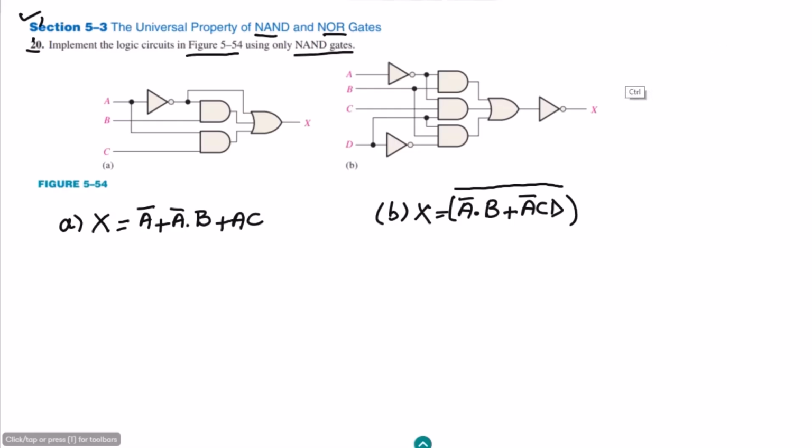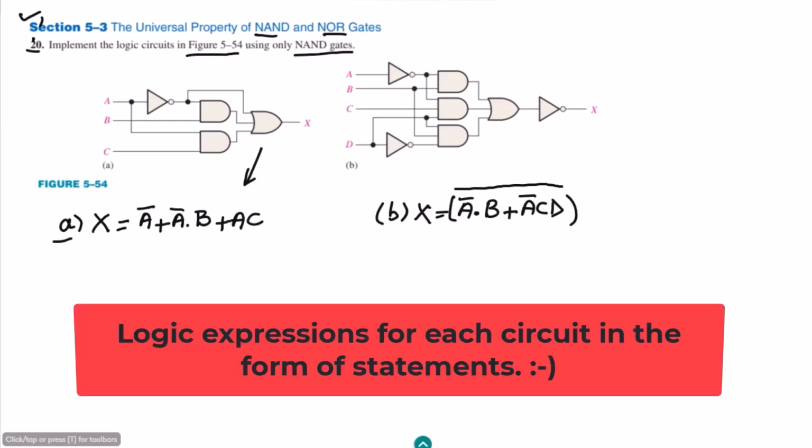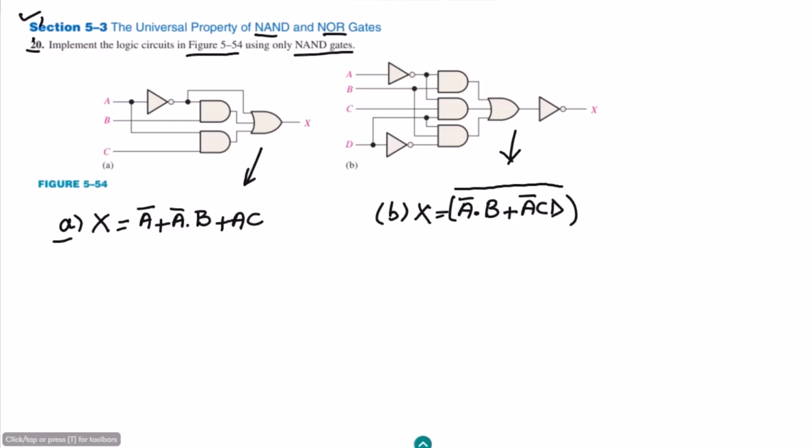So let me proceed here for question number 20, and here I have written the statement for each question and for each circuit. This is the statement for part A of it, and for part B I have also mentioned the statement. Let me solve question 20 part A here.